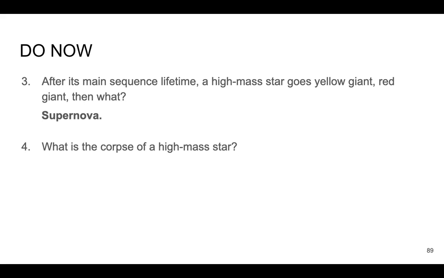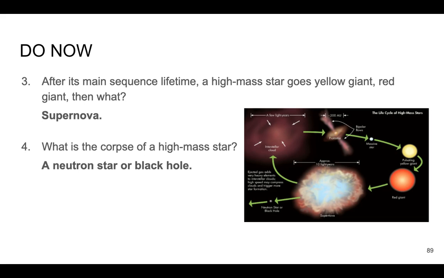So what is the corpse of a high mass star? Well, it depends. A lower mass high mass star, so a star that's about 8 times the mass of the sun up to about 20 times the mass of the sun, will end up being a neutron star. If it's more than about 20 times the mass of the sun, its corpse will be a black hole. So all of these corpses, white dwarfs, neutron stars, and black holes, we'll get to later. They're all very interesting. They're very bizarre things, and we'll get to talk about them. But today we're going to talk about the deaths of stars, basically.